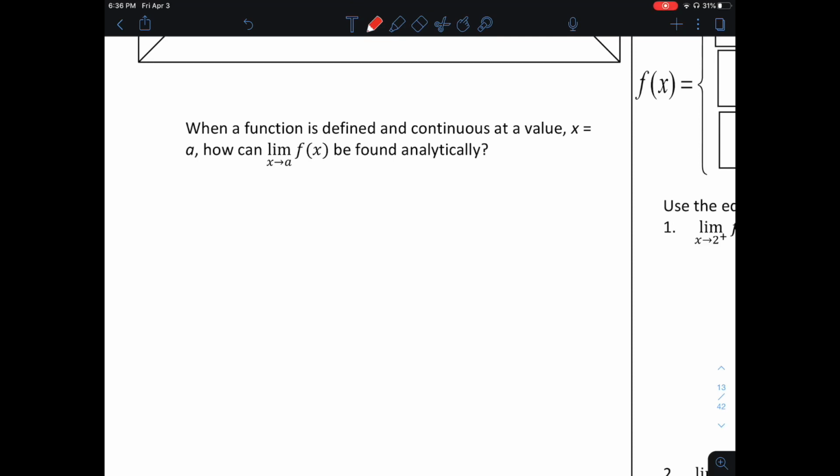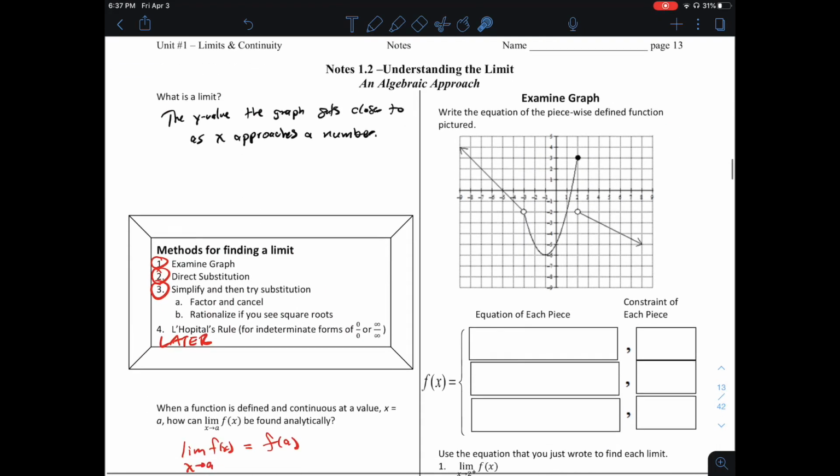When a function is defined and continuous at a value x equals a, how can this limit be found analytically? Well, that's by option number 2, direct substitution. So the limit of f of x as x approaches a is simply f of a whenever the function is defined and continuous at this a value. You're hoping that happens every time because that's super, super easy.